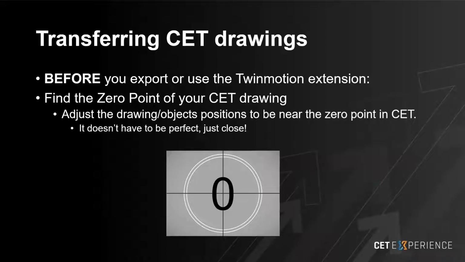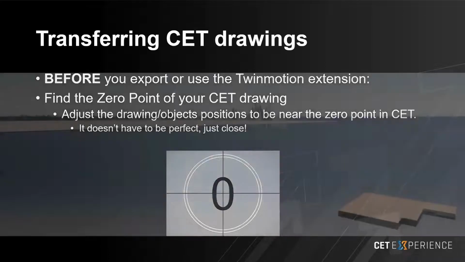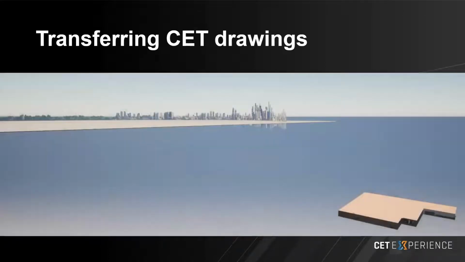All right, so before we get too excited and go all crazy transferring CET drawings without any other prep work, there are a couple of things we need to do first. The first thing is to find your 0 point in the center of the CET drawing. We do this because if your drawing isn't somewhat centered in the CET file, when it exports, it can be way, way off in the distance. And it's kind of frustrating to move things a long distance in Twinmotion, at least it is for me. It can be done, I'm not saying it's not possible. I just find it annoying to have to do that.